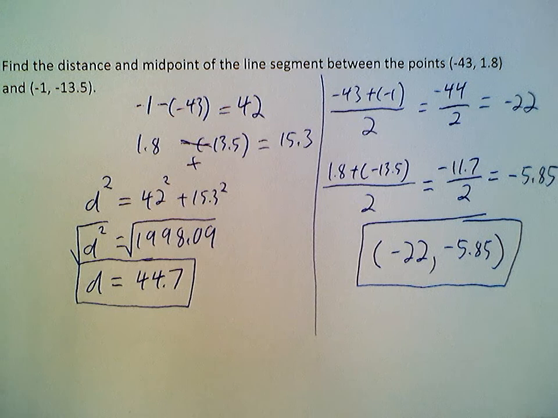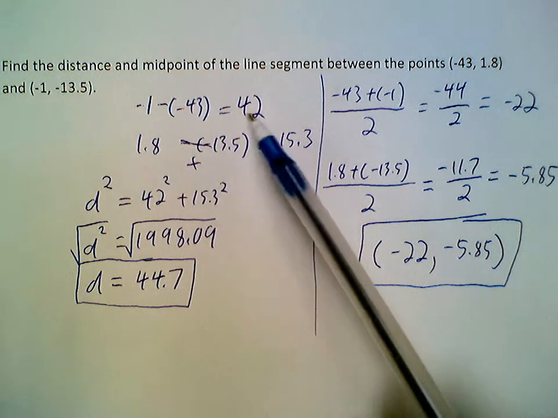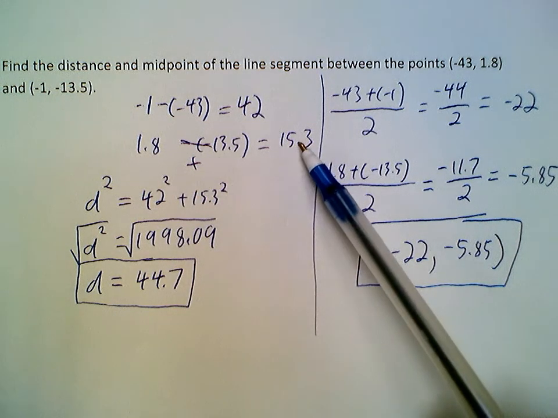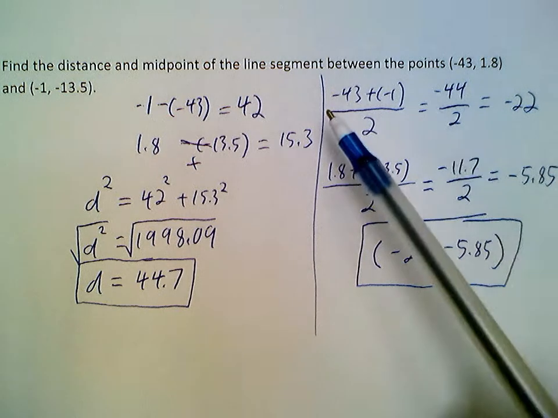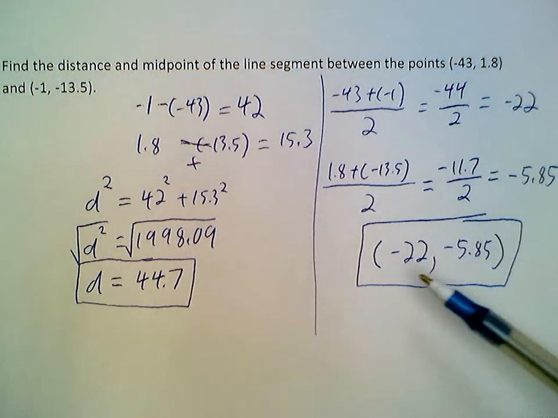So just remember, for distance, use the Pythagorean theorem: subtract the x-coordinates to find one distance, subtract the y-coordinates to find the other distance, and put them in the Pythagorean theorem. To find the midpoint, you just add up the x-coordinates and divide by 2, add up the y-coordinates and divide by 2, and you've got your coordinates.